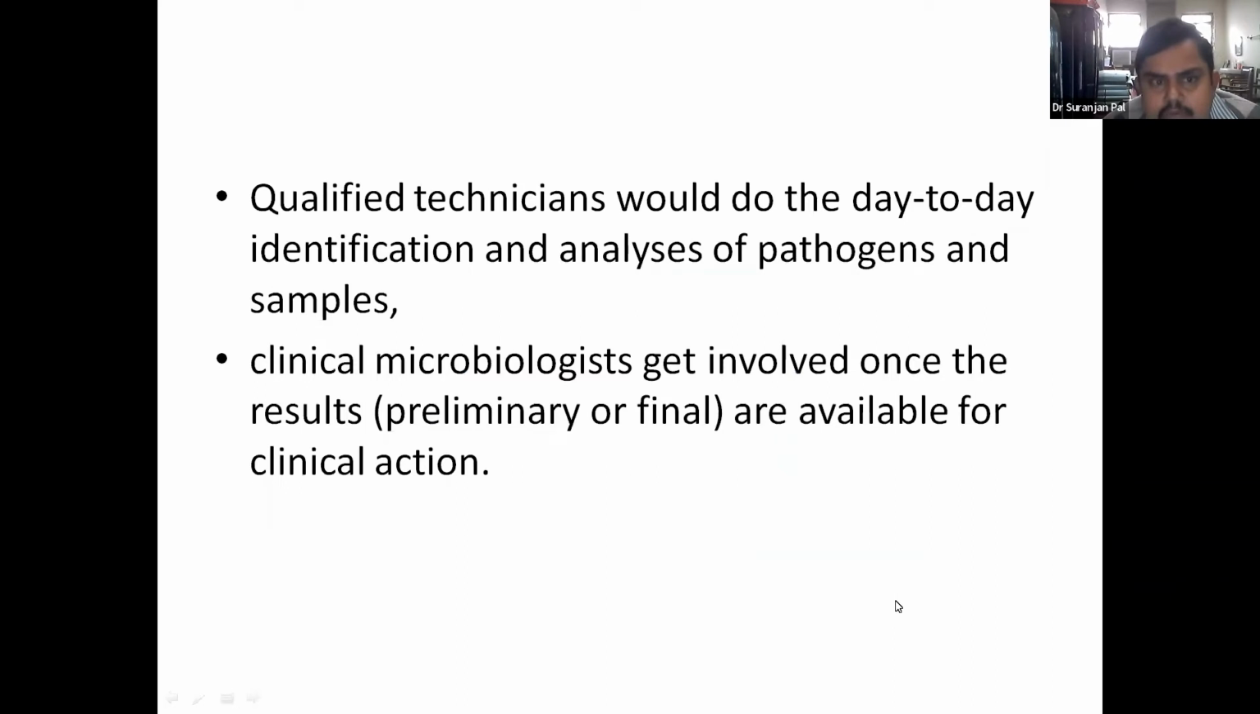What we can do, the qualified technologist or technician would do the day-to-day identification and analysis, that is the analytical part, and clinical microbiologists get involved once the primary result or final results are available for clinical action. That is why clinical microbiologists have a directorial role in a clinical microbiology lab, and the communicator as well as the suggester role of the management of infectious diseases.